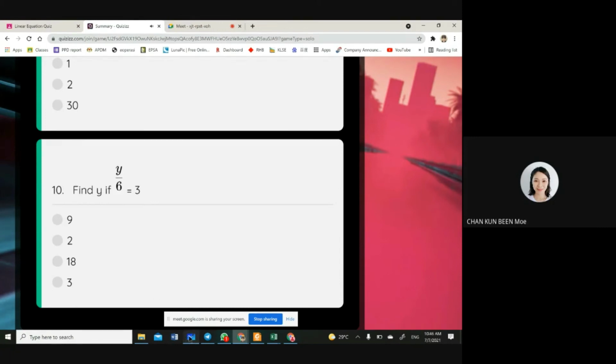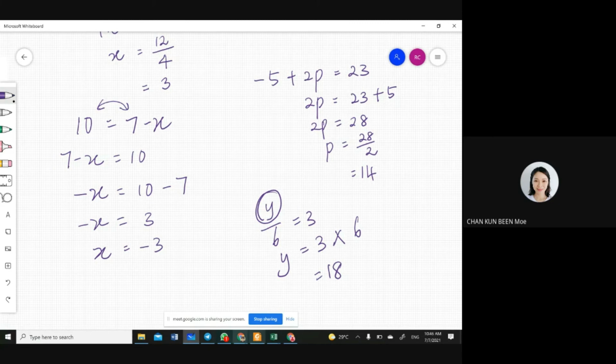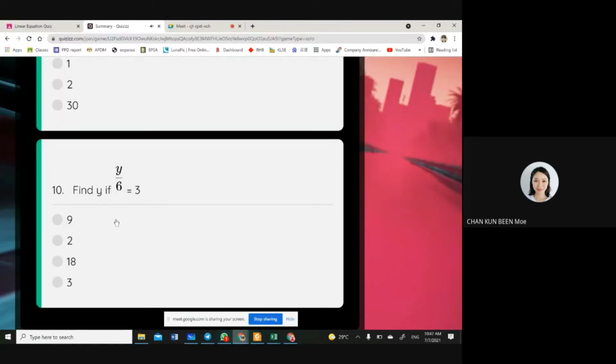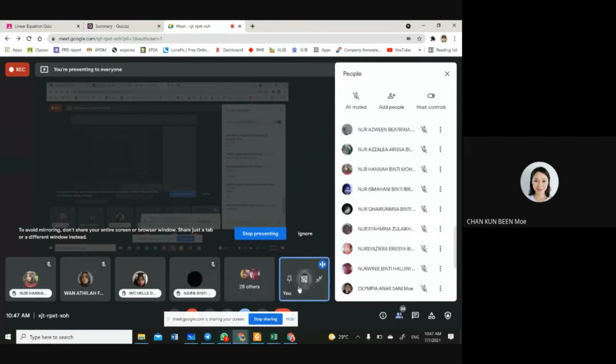So I show it to you. Y over 6 equal to 3. We need to find the y here, right? So y is 3 times 6. The answer is 18. Okay, 18. How many of you get full marks? Raise up your hand. Good, thank you, Isma Honey. Let me see how many of you get full marks.